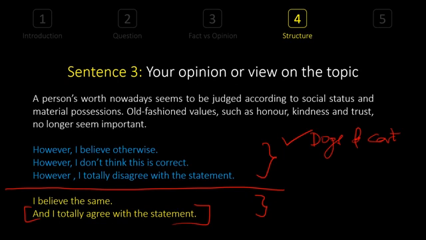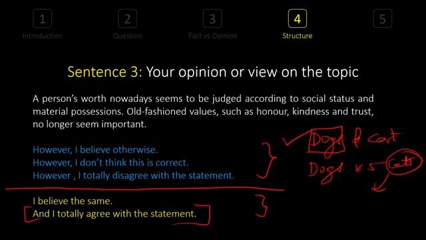And you clearly mention, I am going to go for this. So if they have a question called dogs versus cats, I have to choose one. Let's say I choose cats, then I talk about cats. But you have to mention when you're choosing, I prefer cats over dogs. Same thing, I totally agree with the statement, or I totally disagree with the statement. It's important that you mention your opinion.